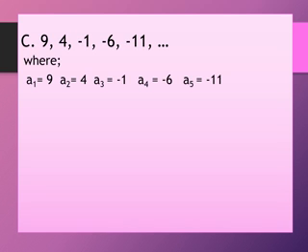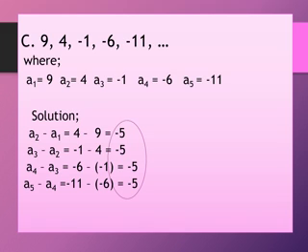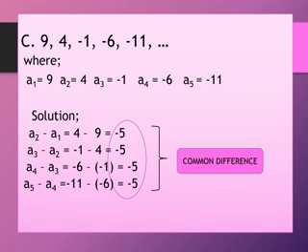Next, another example. 9, 4, -1, -6, -11, where a sub 1 is 9, a sub 2 is 4, a sub 3 is -1, a sub 4 is -6, and a sub 5 is -11. Solution: subtract a sub 1 from a sub 2, a sub 2 from a sub 3, a sub 3 from a sub 4, and a sub 4 from a sub 5. You can see -5 is their common difference. So the sequence 9, 4, -1, -6, -11 is an example of an arithmetic sequence.